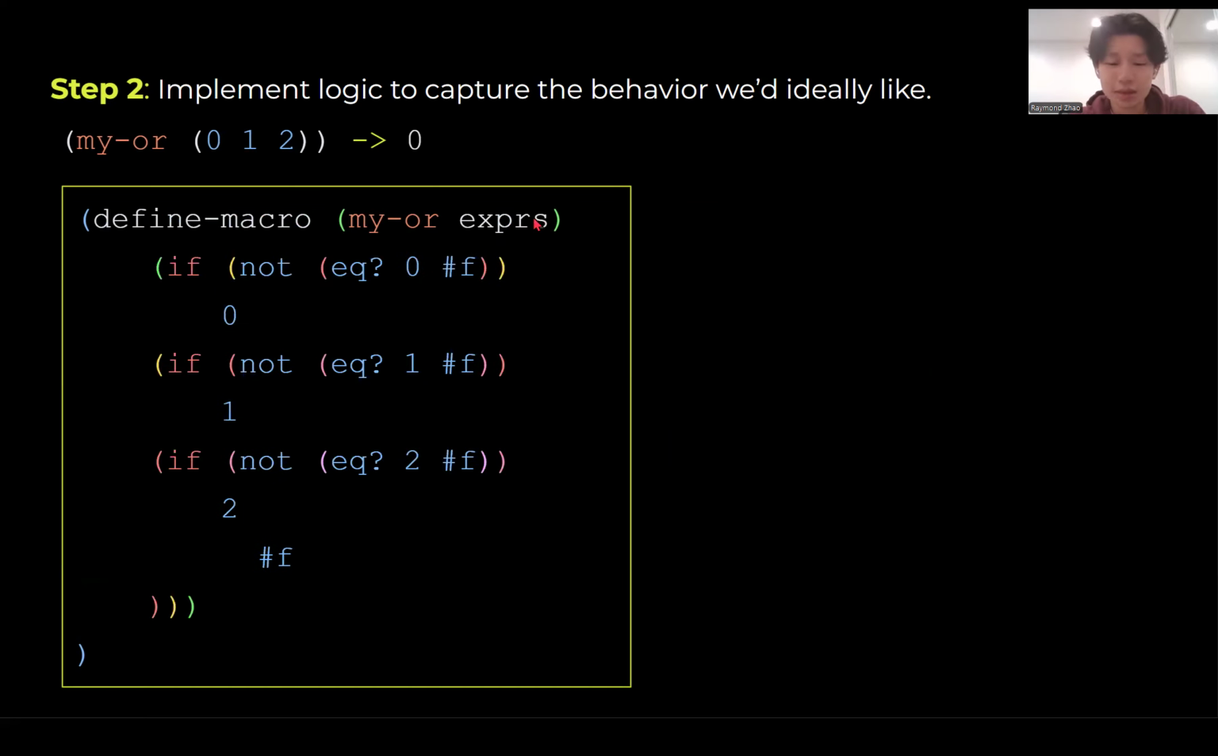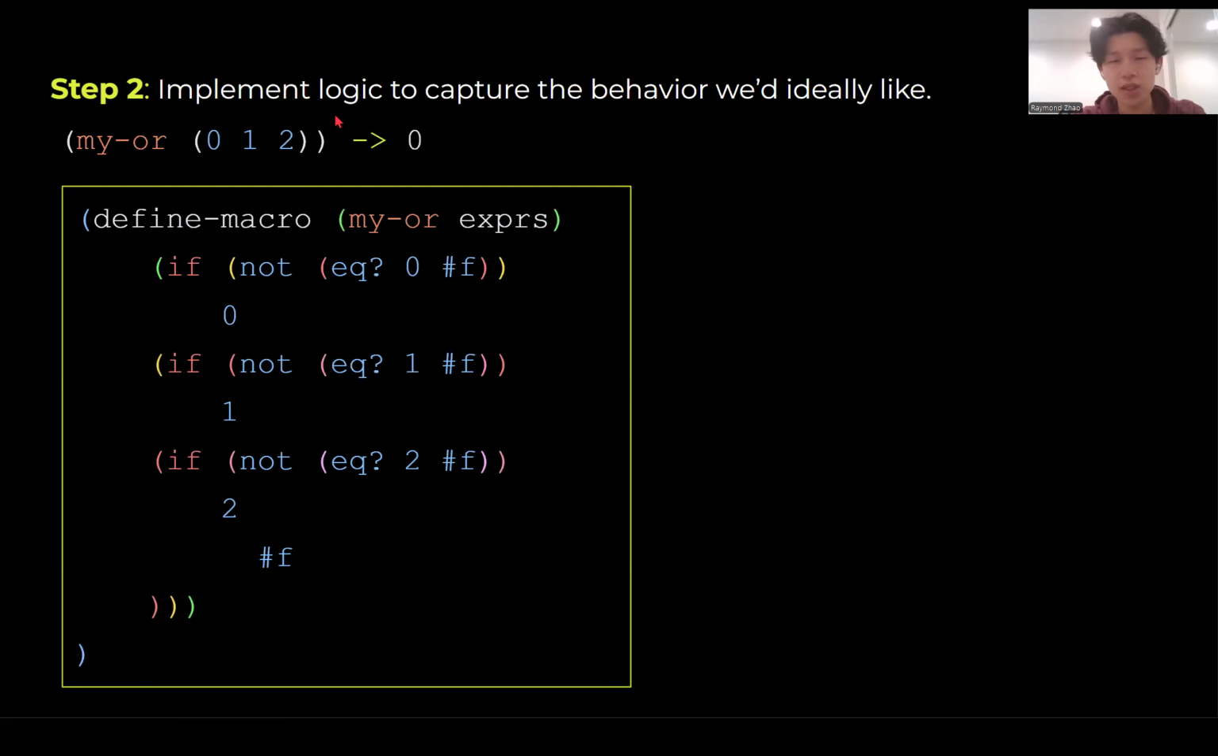How does or actually work? It's really just a series of if statements. I'm going to say if first operand is true, return it. Else, if it's false, I'm going to check the next operand. Are you true? If you're true, return it. Else, check the next operand. Else, return false. This is the code under the hood that actually implements our desired behavior. And step one to writing a macro question is identifying the code that achieves that behavior. Once we know the behavior, we want to actually implement that behavior.